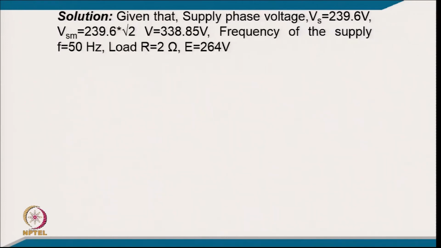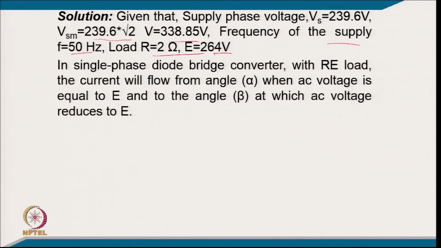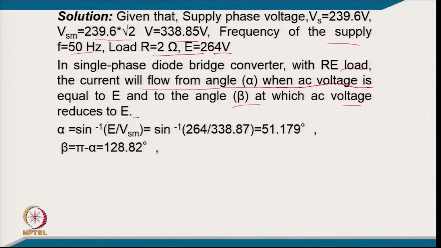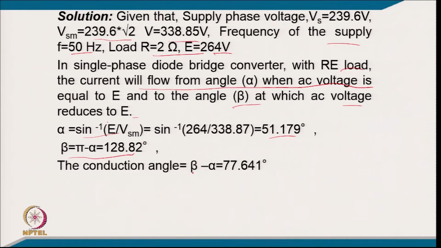So, coming to the numerical part of this, given that supply voltage Vs equal to 239.6 volt, and the peak of this is 239.6 into root 2, 338.85, and frequency of supply is 50 Hz, and load resistance is 2 ohm, and E equal to 264 volt. So, in the single phase bridge converter with RE load, the current will flow from angle alpha, where the AC voltage is equal to E, to the angle beta at which the AC voltage reduces to E. So, we can find out alpha from this relation. It comes 51.179 degree, and beta comes pi minus alpha, 128.82 degree.